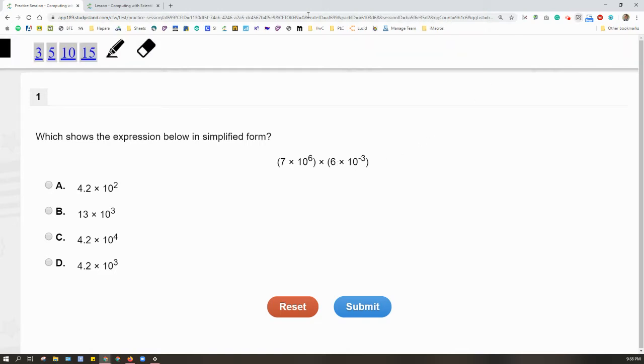Let's break this down so you can see exactly what we're dealing with. We are dealing with four things we're multiplying together. We've got the 7 right there, multiplied by 10 to the sixth, and we're multiplying that by 6, which is being multiplied by 10 to the negative third. So it's just four things we're multiplying together. And you should know that multiplication is commutative, which means it doesn't matter the order that you're multiplying everything in. You're just multiplying the four things together.